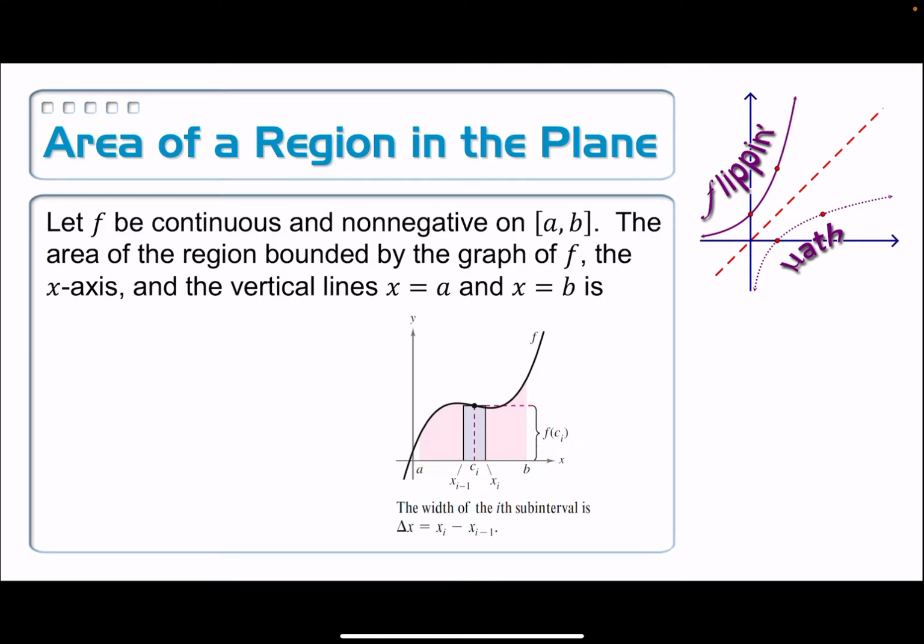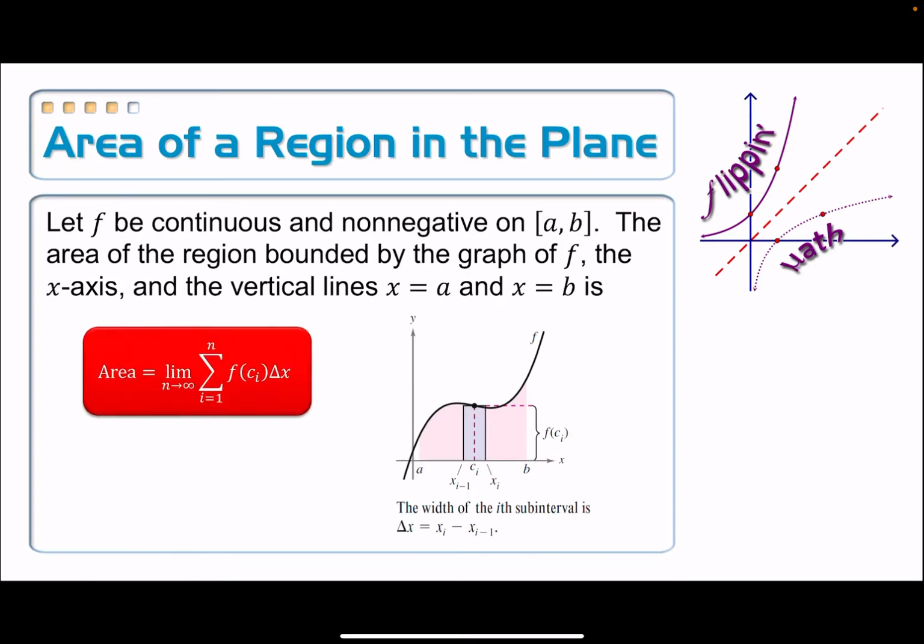The area of the region bound by the graph of f, the x-axis, and the vertical lines x equals a and x equals b is, all right, so again, we're finding the area, this pink stuff right here, above the x-axis, below the curve, in between x equals a and x equals b. Well, this area is equal to the limit as n approaches infinity of the summation from i equals 1 to n of f of c sub i times delta x.